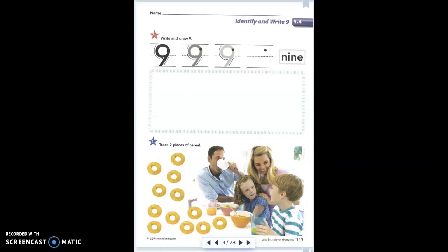Good morning. Please take out Math Lesson 5.4, Identify and Write 9, pages 113 and 114.